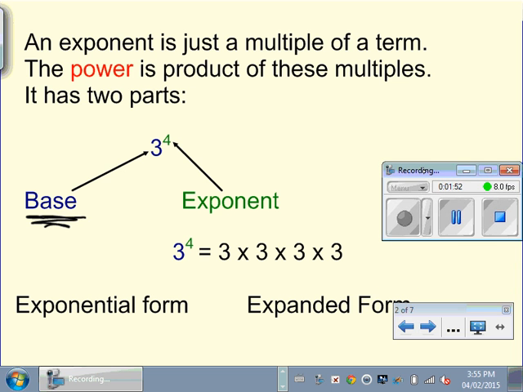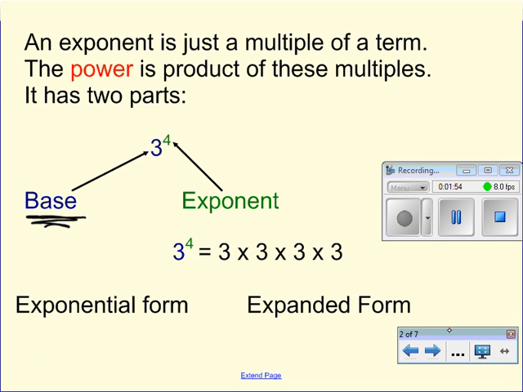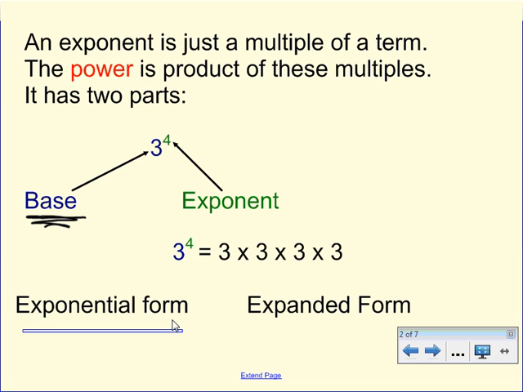So we have 2 different formats for this. We have our exponential form right here, so this 3 to the 4th. And then we have its expanded form, so what it looks like when I expand it out. So I have 3 as my base, and I multiplied it by itself 4 times.